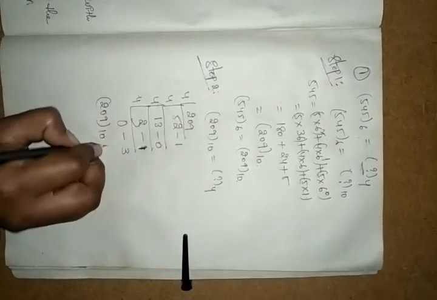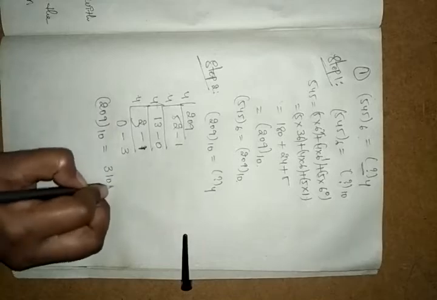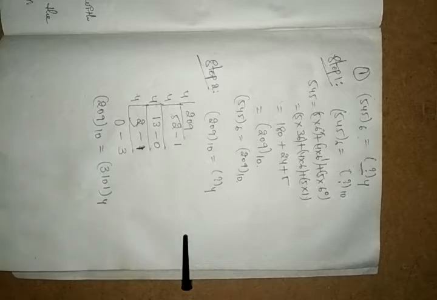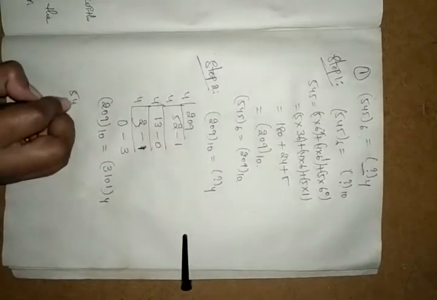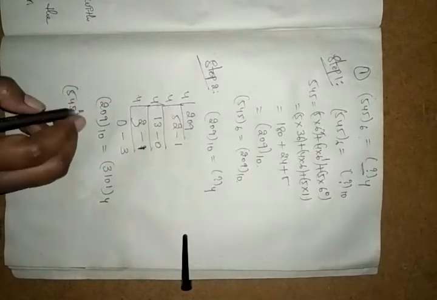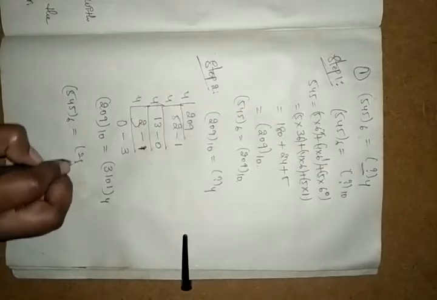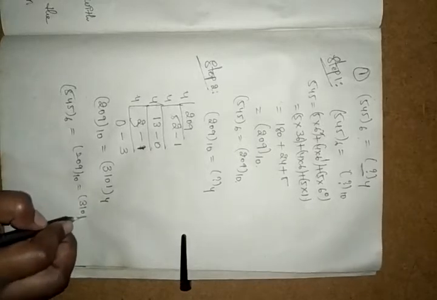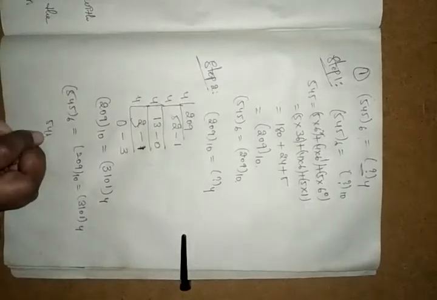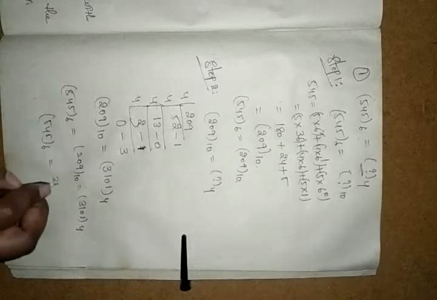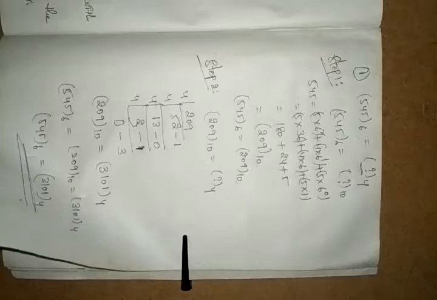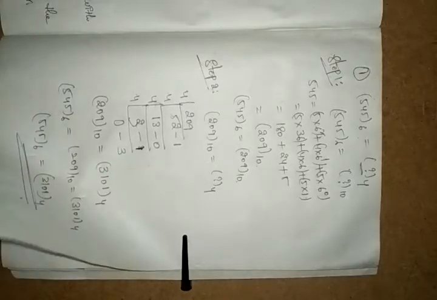We'll get here 209 base 10 equals 3101 base 4. So what we were given first, 545 base 6, is converted into 209 base 10, and this can be converted into 3101 base 4. So 545 base 6 equals 3101 base 4. This is what we did here. When we are converting decimal to another system, we can convert directly.